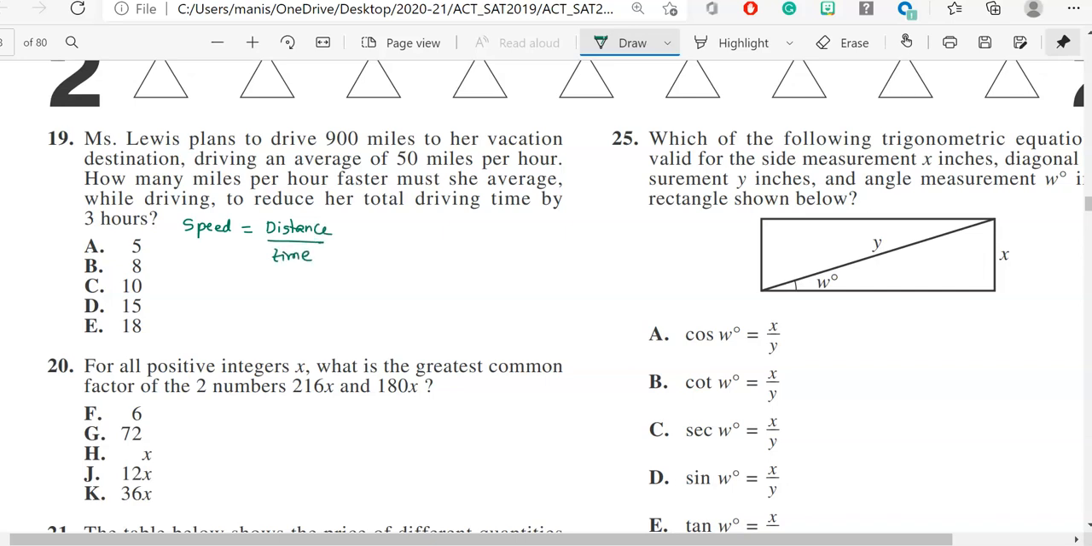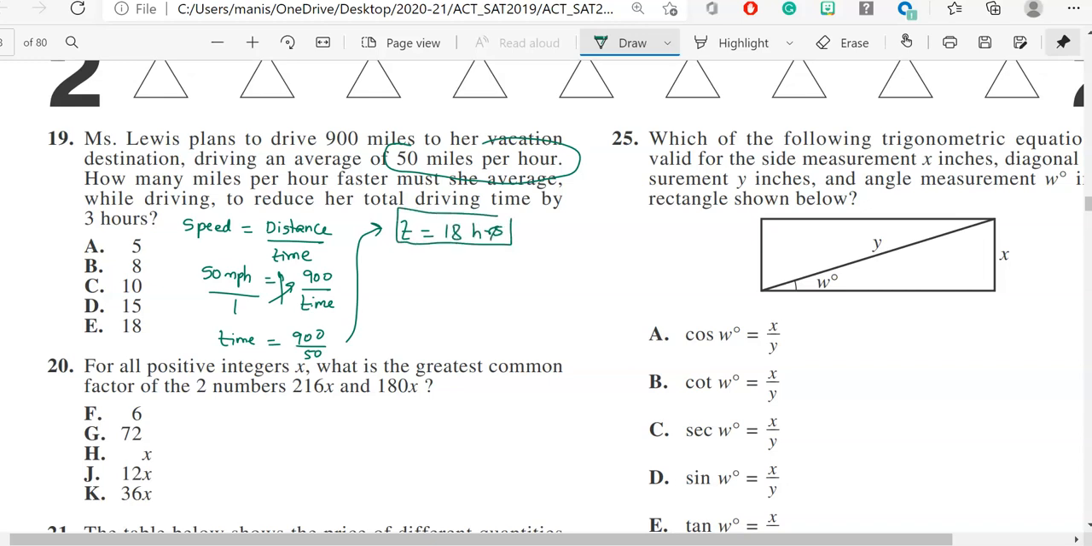Now, speed they give us 50 miles per hour, so I'll write 50 miles per hour over here. Distance is 900, and time is what we first need to find. I can cross multiply, and skipping some steps, time is equal to 900 over 50. So time is 18 hours. This means Miss Lewis will take 18 hours to complete this journey of 900 miles.